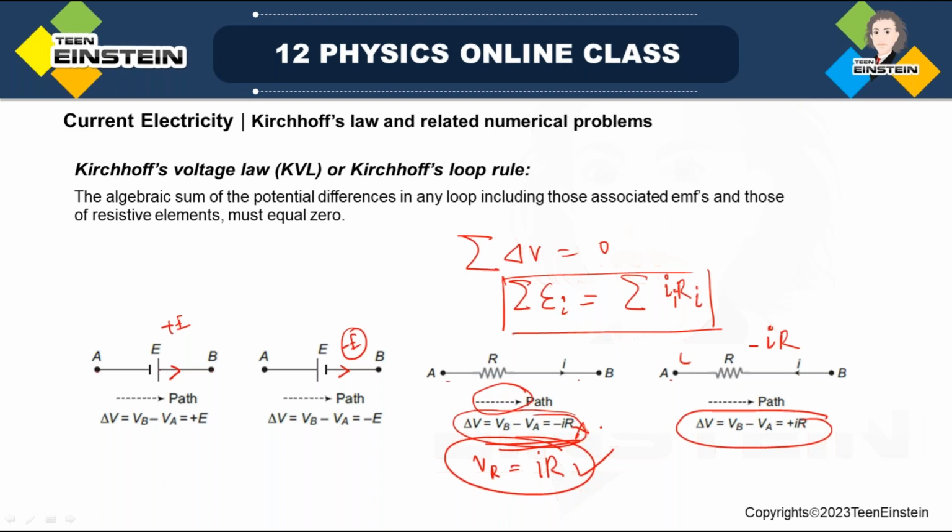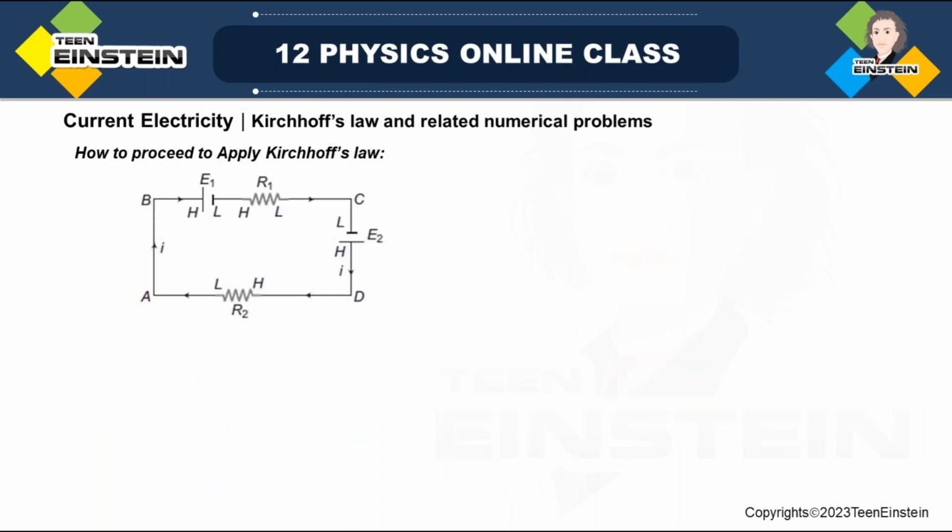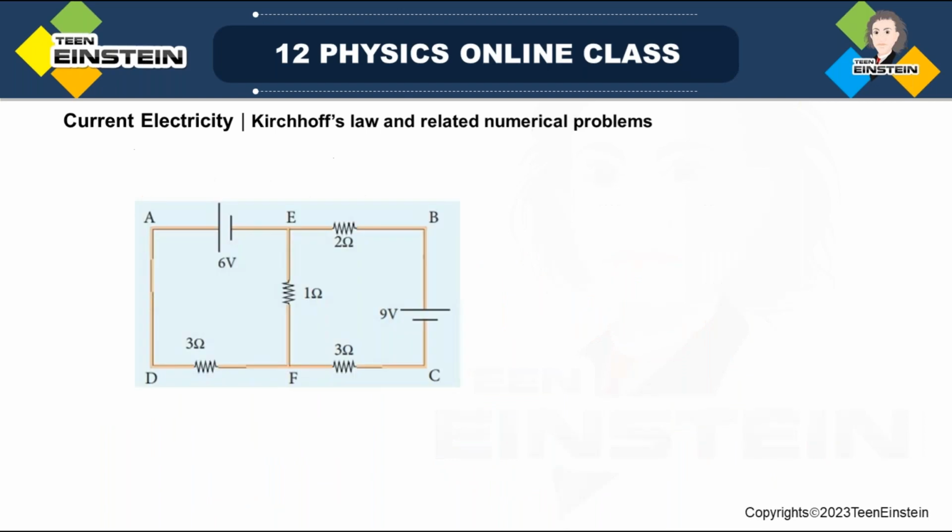Don't get confused with this change in the voltage. Because we are going with this, we'll just sum up all the voltage drops across the resistors and all the EMFs of the batteries. I will not discuss this one further. We'll just go for an example. See here, this kind of circuit will be given and you will be asked to find the current in each branch. Find the current.